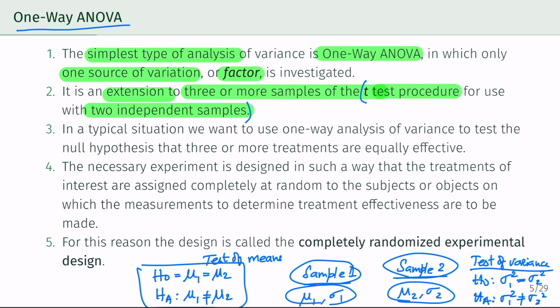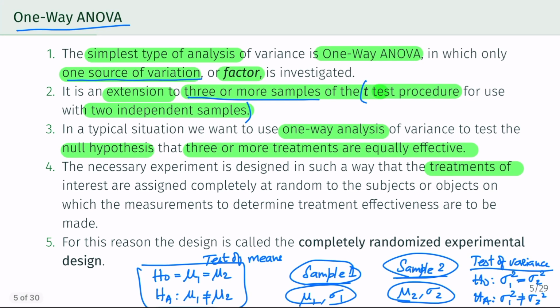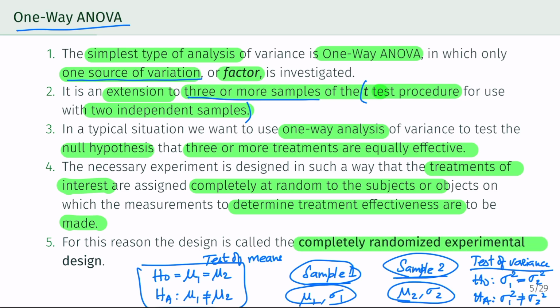Here we're only using one source of variation, and we are trying to extend this to 3 or more samples. In a typical situation, we want to use one-way analysis of variance to test the null hypothesis that 3 or more treatments are equally effective. The experiment is designed so that the treatments of interest are assigned completely at random to the subjects, to determine the treatment effectiveness. For this reason, this is called a completely randomized experimental design.